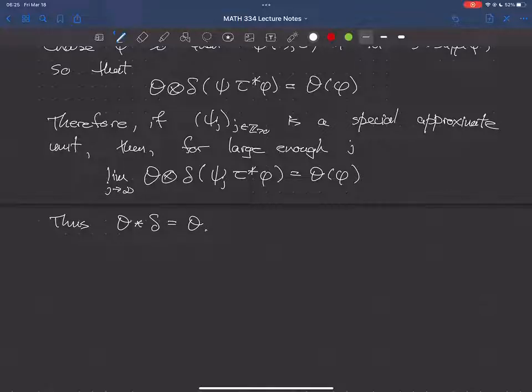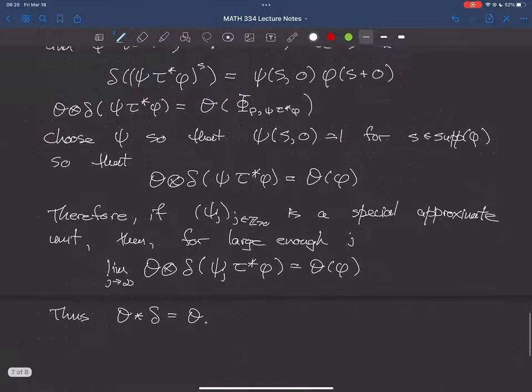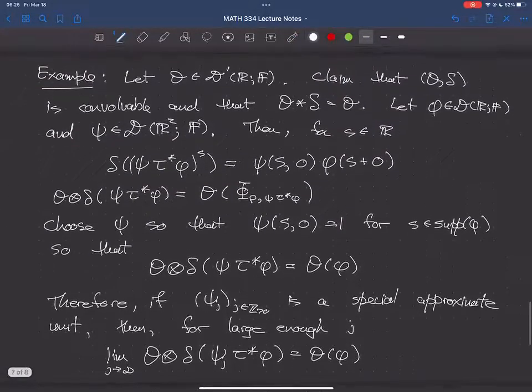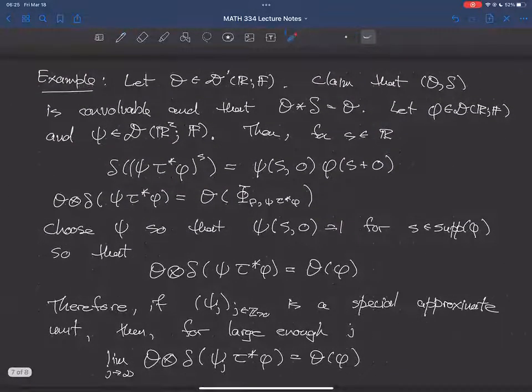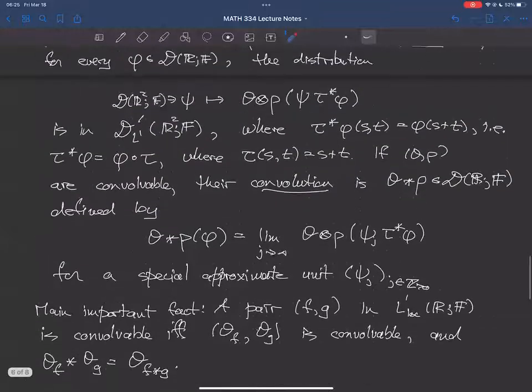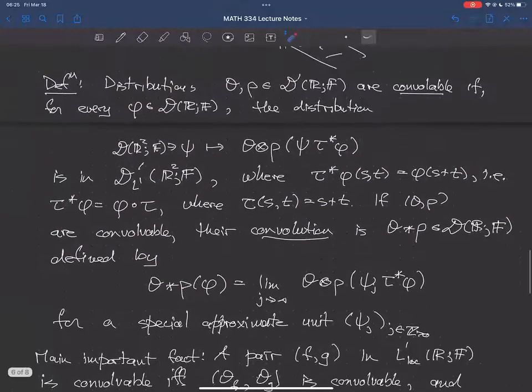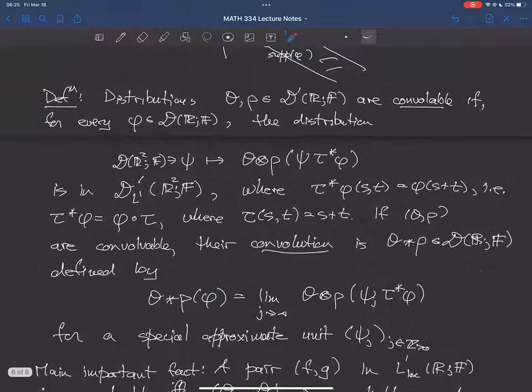All right, so I left out a step here, which is to show that this is convolvable. And the reason that it's convolvable here is exactly because delta has compact support.